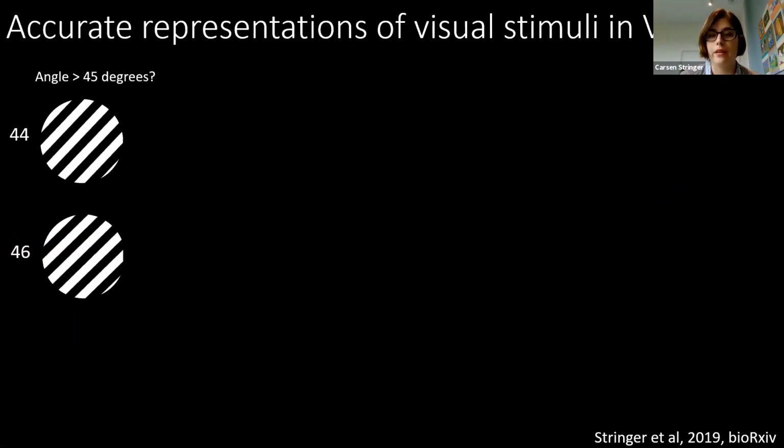So I'm going to show an example of how accurate these representations are in spite of all this noise from behavior and other things. We're going to turn this into a decoding task where we try to decode from the mouse brain whether or not oriented gratings are greater than 45 degrees. So this is an example where you'd have to say this one is not greater than 45 and this one is greater. And we're going to ask the neurons to do this discrimination task.